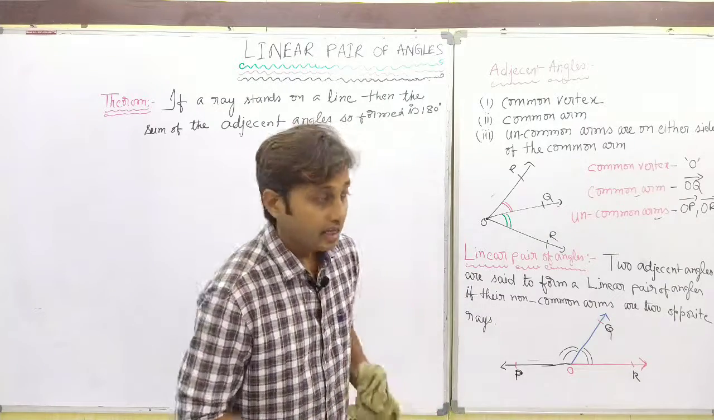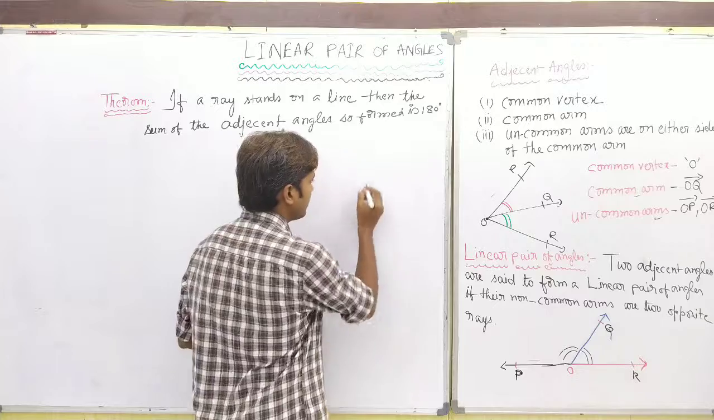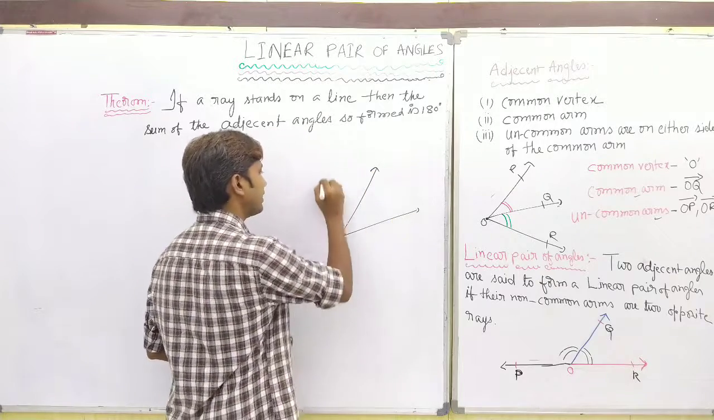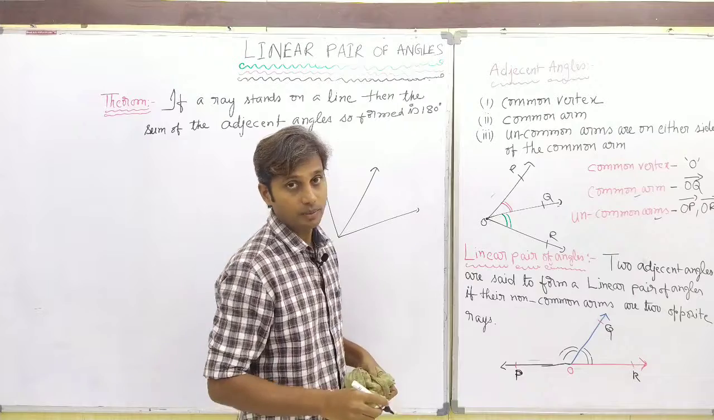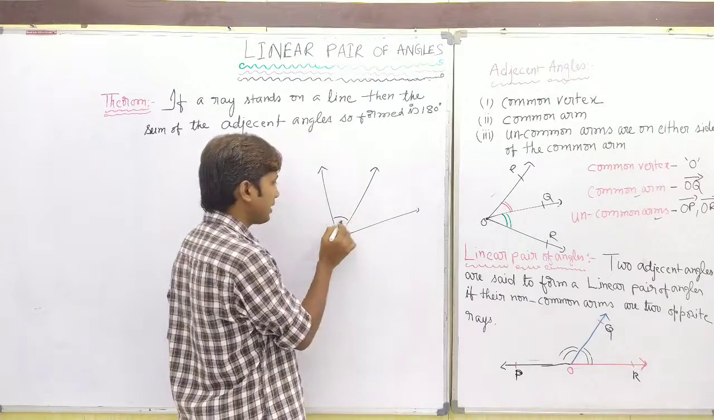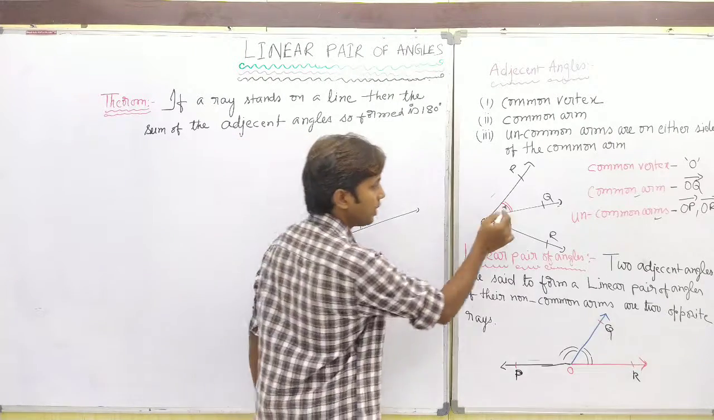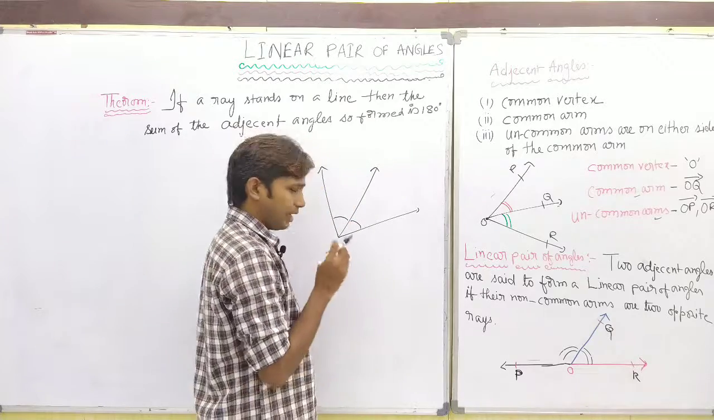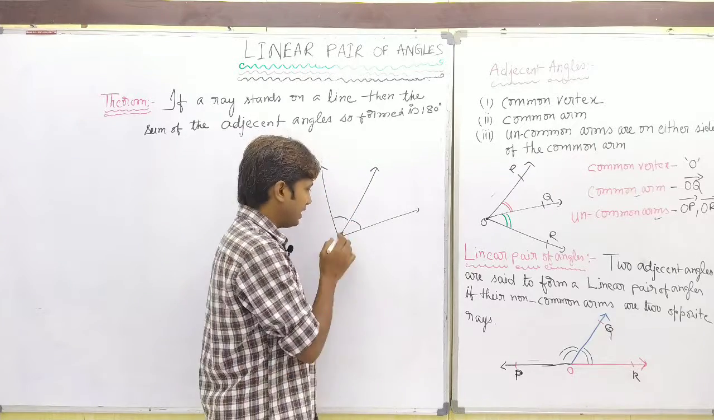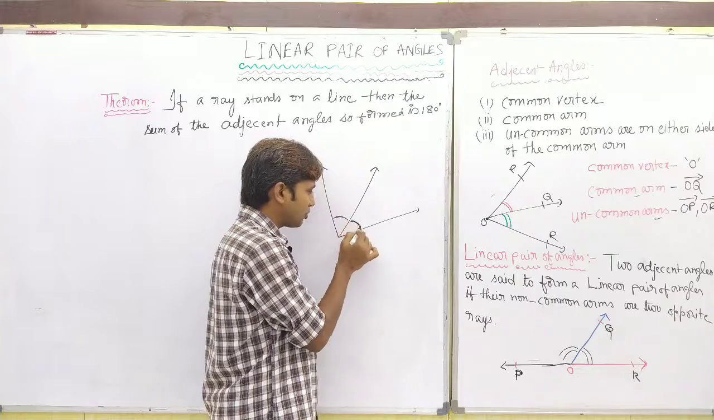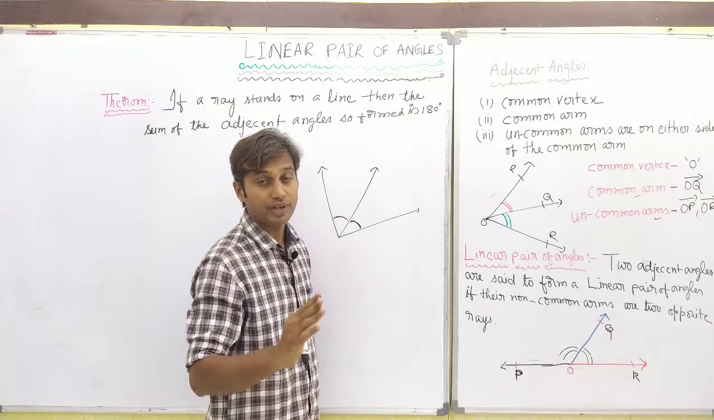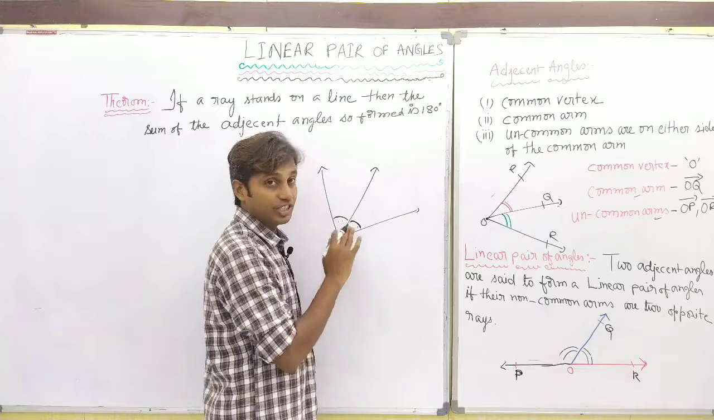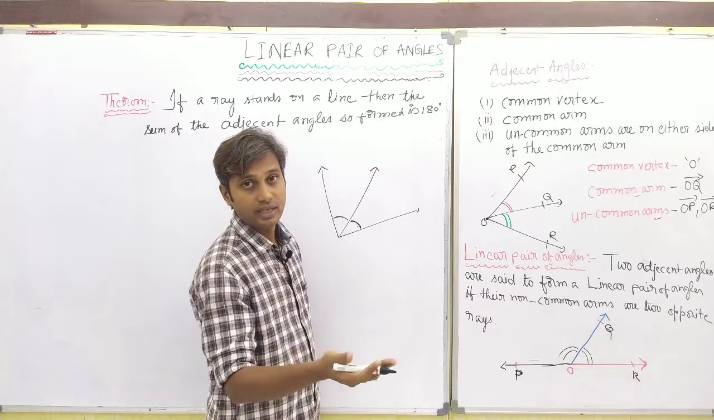Let us come to know one more thing. See, this is a common ray, and these are two other arms which are uncommon. Now these are making adjacent angles. Now my next question is, do we need to restrict these two angles to a particular measurement, or can we change the angles also? These angles can be changed, meaning they can be varied.